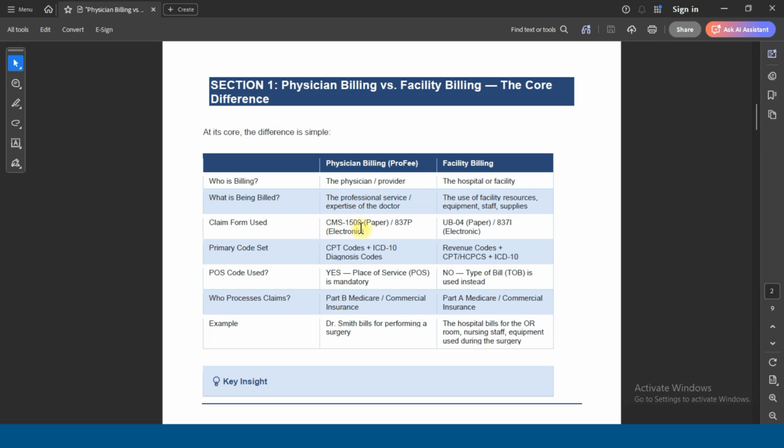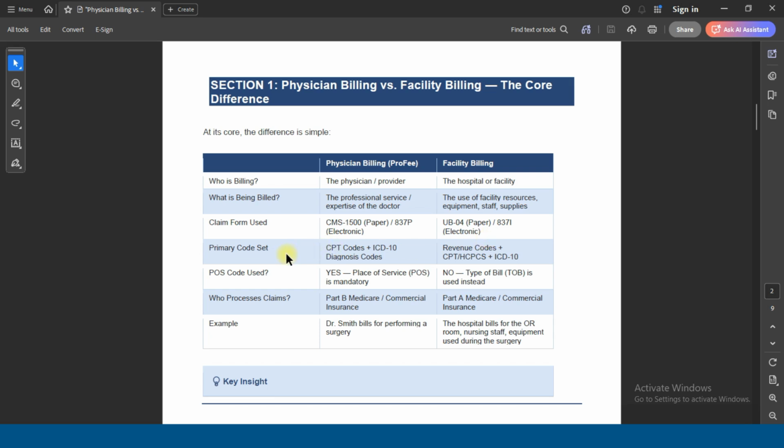Claim form used. Which claim form are you using? Basically, based on the claim form you can also decide whether you are coding for physician coding or facility coding. In physician coding we will use the CMS 1500 form, which is a paper form, and 837P is the electronic form. For facility billing, we will use UB04, which is a paper form, and 837I for electronic format.